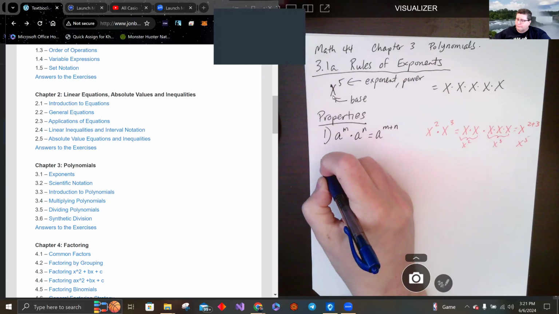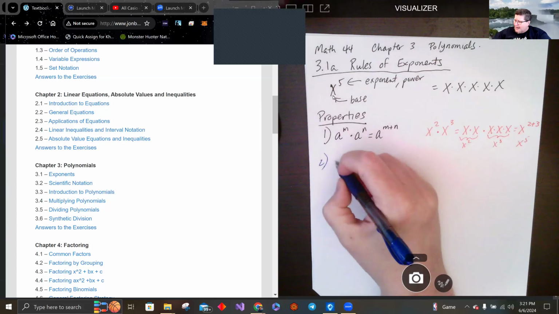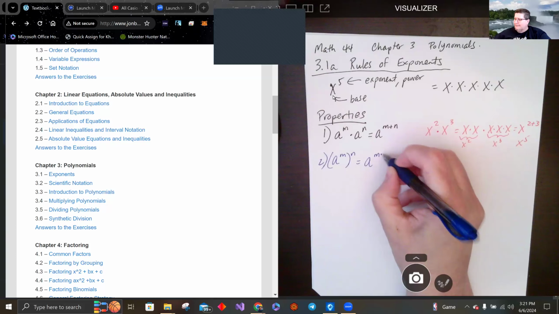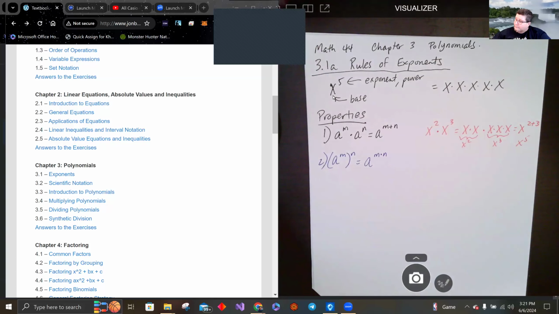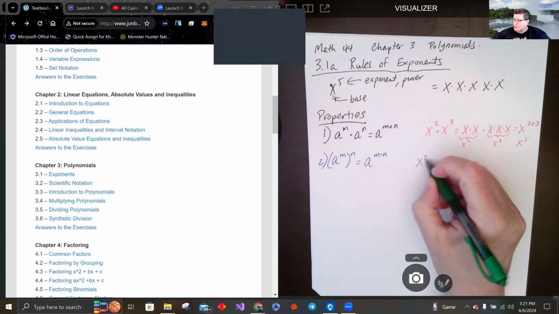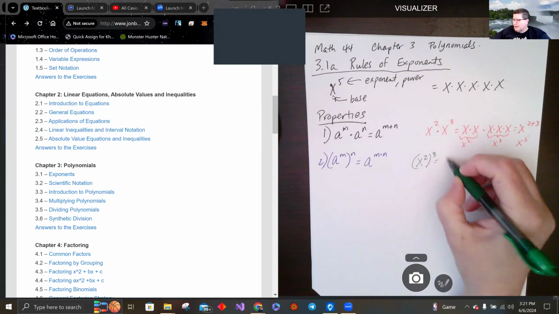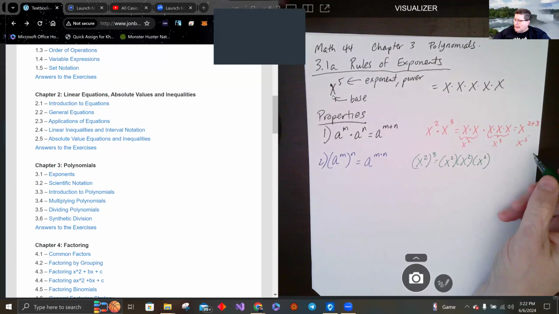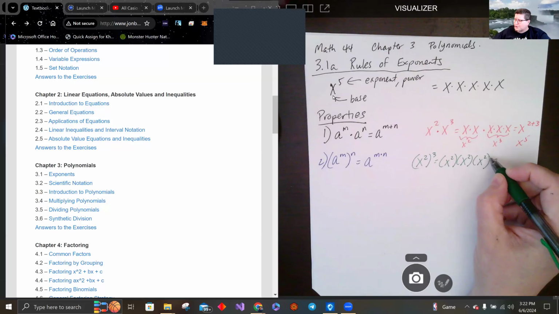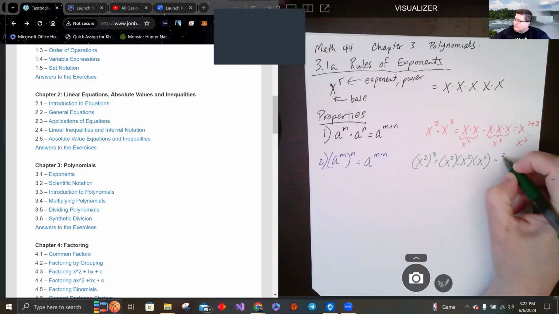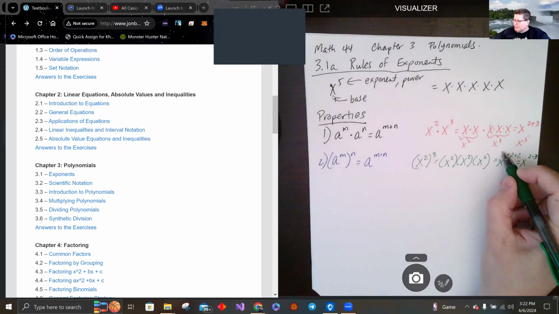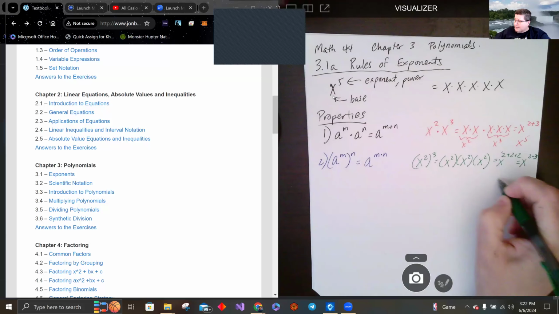Second property. If we have a to the m power and we raise that to the n power, we get a to the m times n. This is like x squared cubed. The cube says multiply this together 3 times. And this is 2 times 2 times 2, or 2 plus 2 plus 2. Another way of writing that is 2 times 3. Repeated addition is multiplication. So we end up with x to the 6th power there.